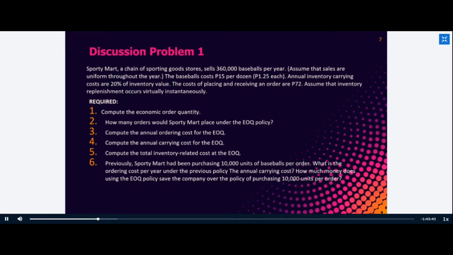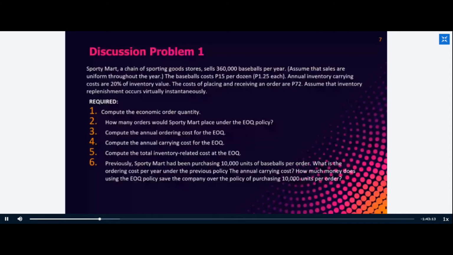So let's do problem number 1. Let me read the problem. Sporty Mart, a chain of sporting goods stores, sells 360,000 baseball per year. Assume that the sales are uniform throughout the year, no? So yan, at least hindi tayo in violation of the EOQ limitations or assumptions. So the baseball costs 15 pesos per dozen or 1.25 each.